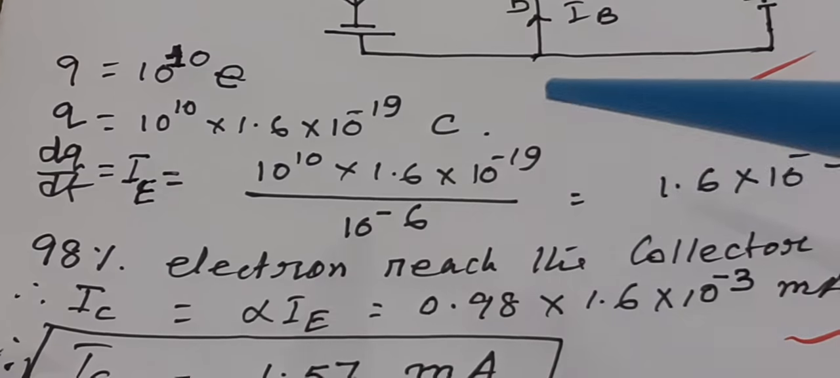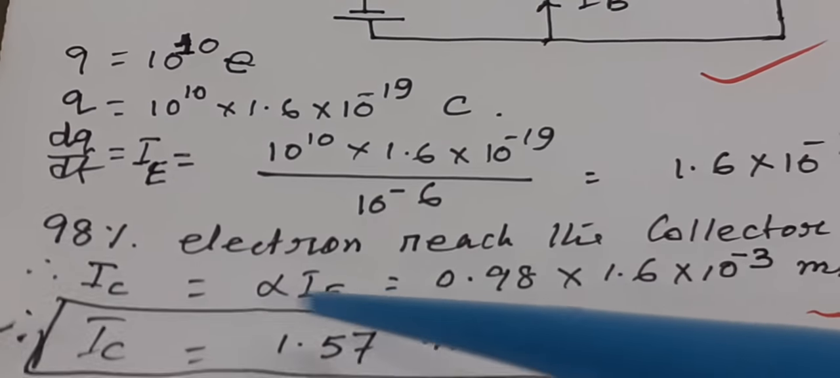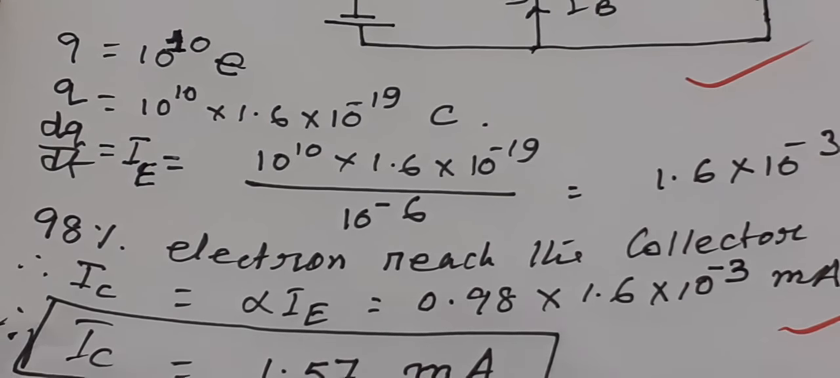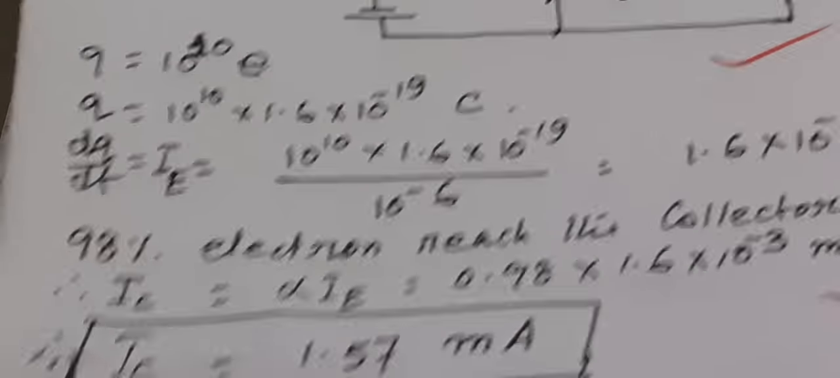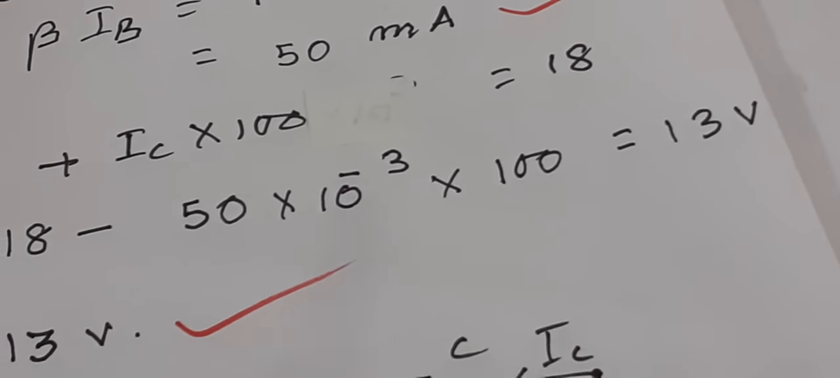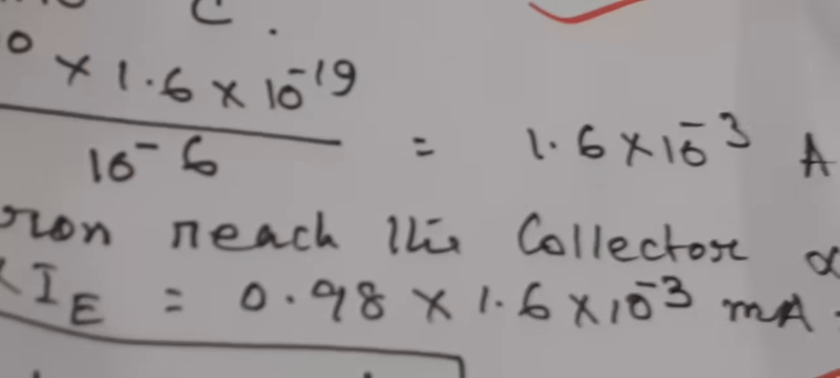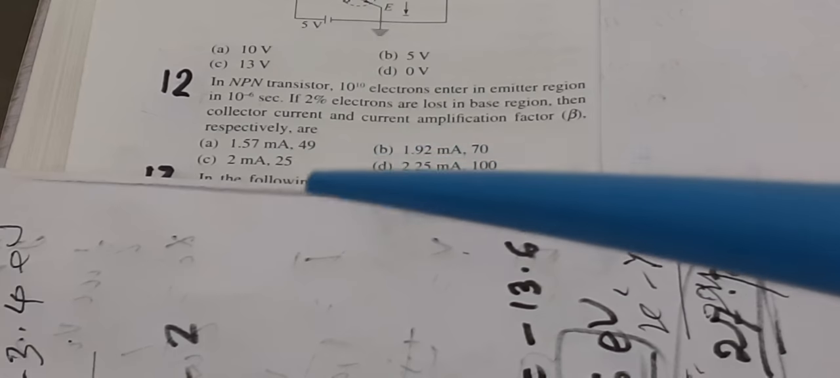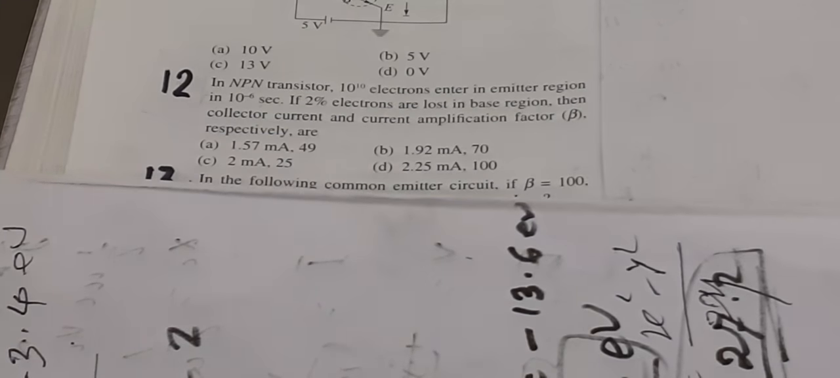Now we know IC equals beta IB. From here, take the difference of IE and IC, and that will give IB. Once IB is available, we can find beta, because IC by IB will give beta. That means our answer will be 1.549 here. You calculate and you will see A will be the answer for this particular job.